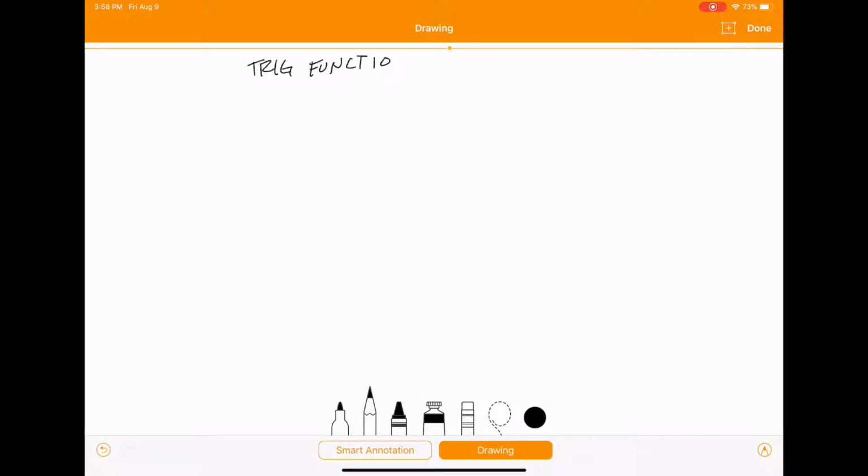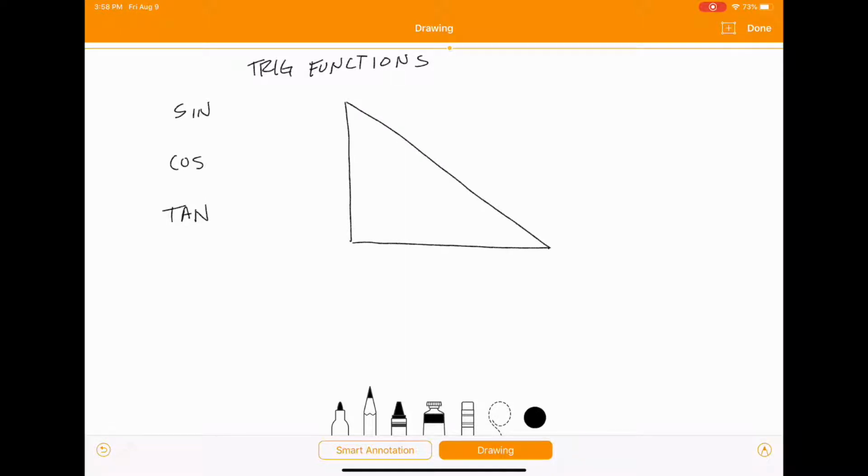So there's these trig functions. There's the sine, the cosine, and the tangent. So if you have your right triangle, and let's say we're looking at this angle right here. In relation to this angle, it's got an adjacent side. It's got a side opposite to it. And then, of course, it's got its hypotenuse.